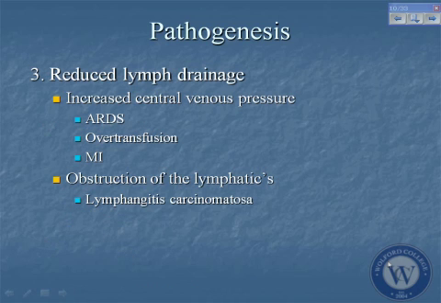You can also see it from reduced lymphatic drainage, seen from increased central venous pressure. So patients that have chronic pulmonary hypertension or developing acute increases in pulmonary hypertension, like from ARDS, patients that are getting overtransfused or having an MI may also have reduced lymph drainage. You can also get obstruction of the lymphatics due to something like lymphangitis carcinomatosa.